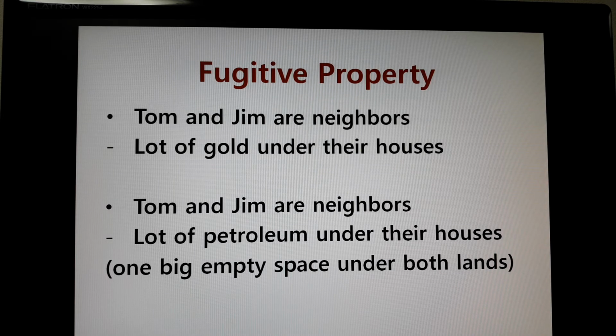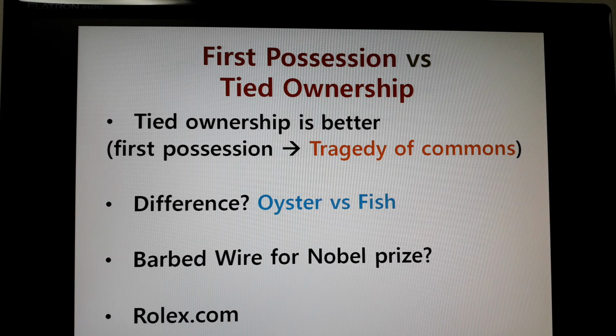When you face a fugitive property, it's very hard to define how much of it is Tom's and how much of it is Jim's. You can easily imagine there would be a lot of dispute and controversy over fugitive properties. Okay? How can the judge establish the possession of these fugitive properties?